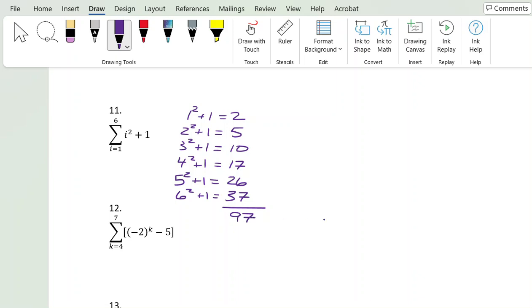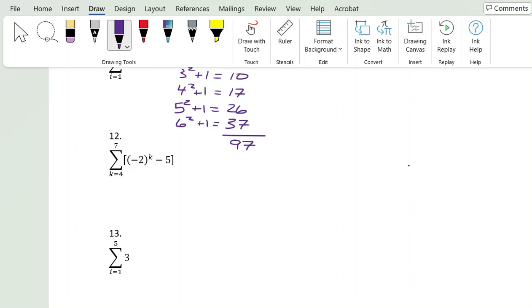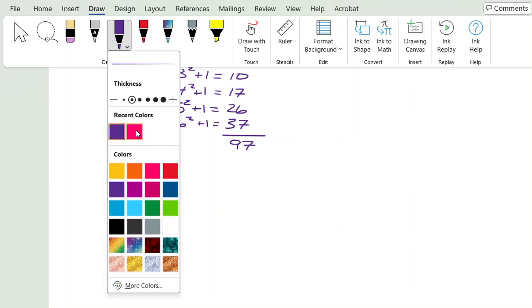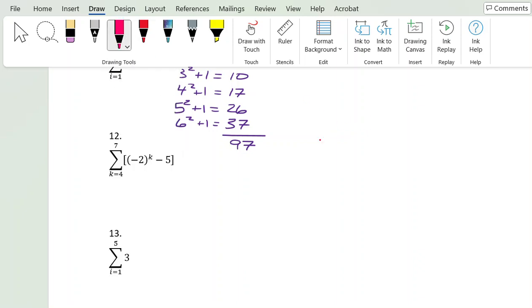Okay, let's look at number 12. Now we have this formula, negative 2 to the k minus 5, that we're plugging into. So we have negative 2, and we're starting at 4. So negative 2 to the 4th is going to be positive 16 minus 5 is 11. Then we have negative 2 to the 5th minus 5.